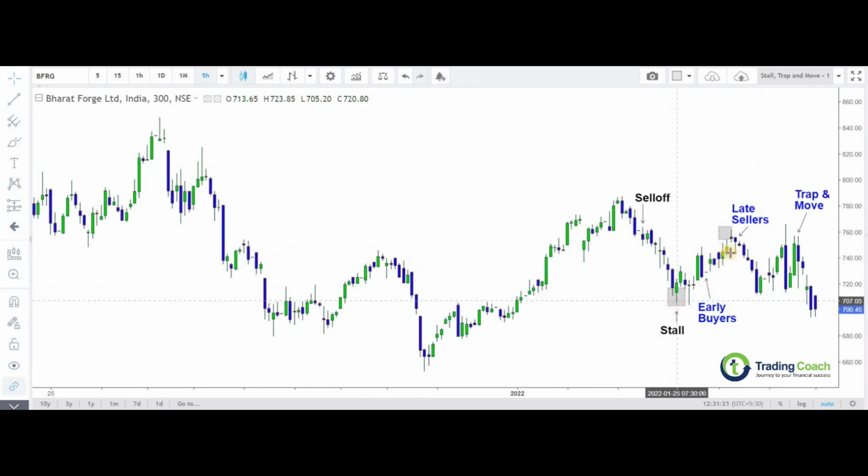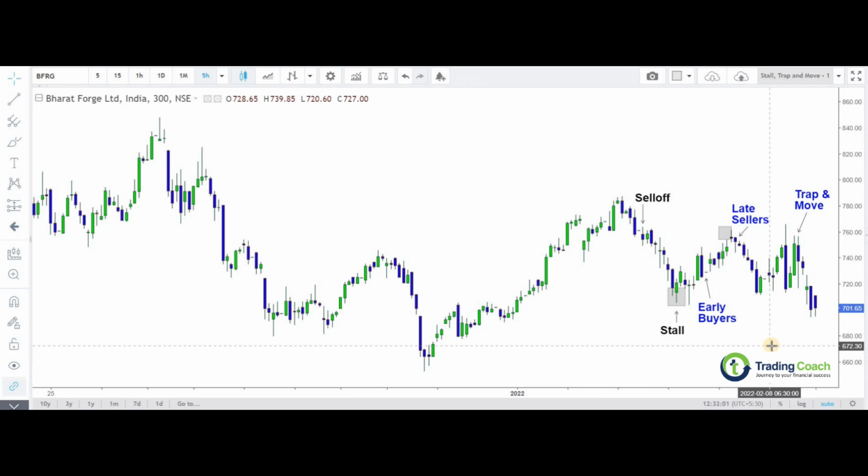So right after the early buyers and the late sellers, we can see what happened on the price, right? The market trapped both of them. So the market first trapped the early buyers, then it trapped the late sellers, and after that the market continued to move even to the downside, right? So in this case, both the people who have entered early in the market and the people who have entered late in the market, both of them got trapped by the price action. So this particular pattern which we can see here, this is what we call Stall, Trap and Move.